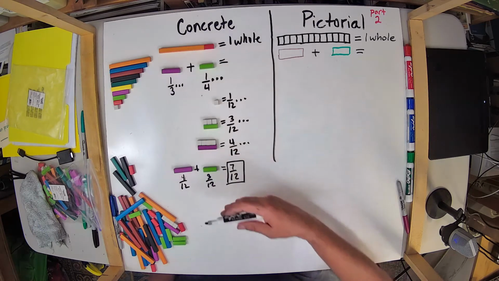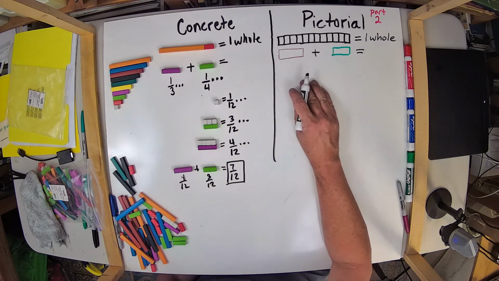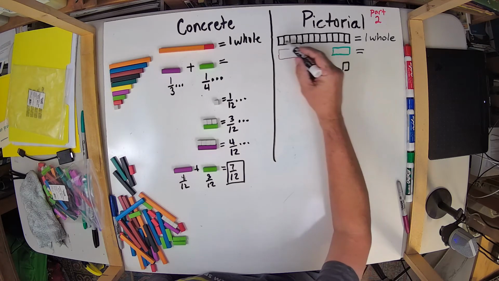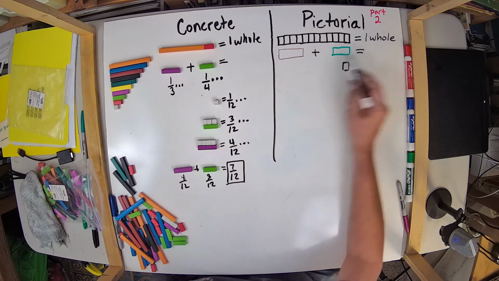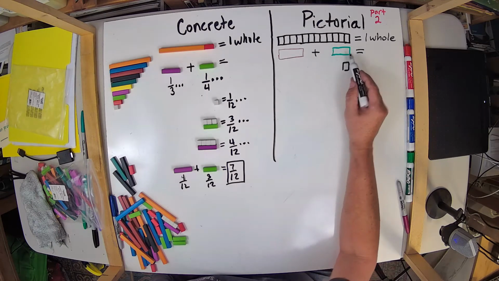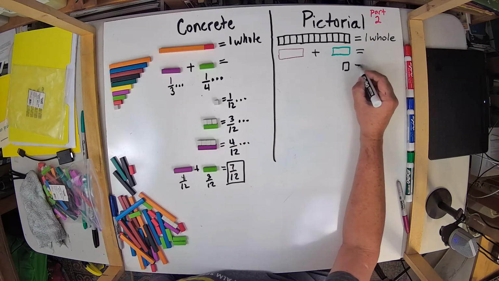So this is the concrete representation. We've done something like this many times, but now the pictorial representation should look like this. You should probably do it on graph paper just so kids can get it right. I will start off by saying, all right, I know that this is one whole, and I want to know what's the sum of this purple plus this green. Notice how I'm color coding them the same.